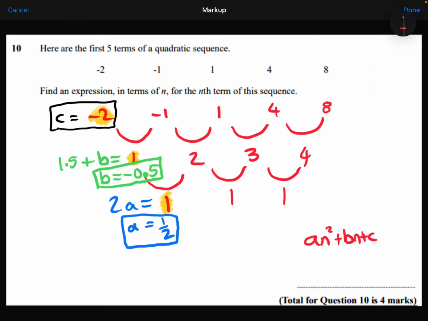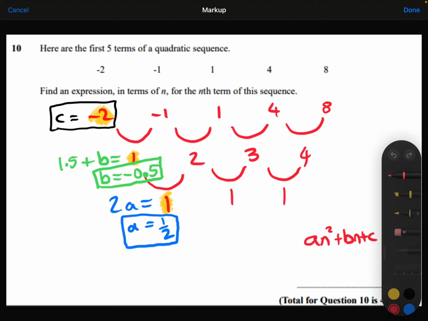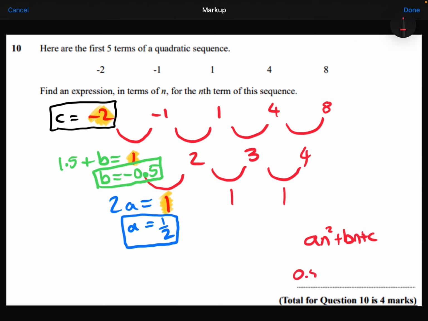So to write our answer then, we've got an squared. So you could write 1/2 n squared. Or if you preferred decimals, you could write 0.5 n squared, entirely up to you. Plus bn. The b was minus 0.5, or minus 1/2, and the c is -2. So that is my nth term.